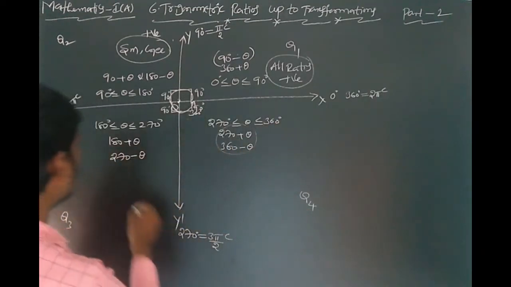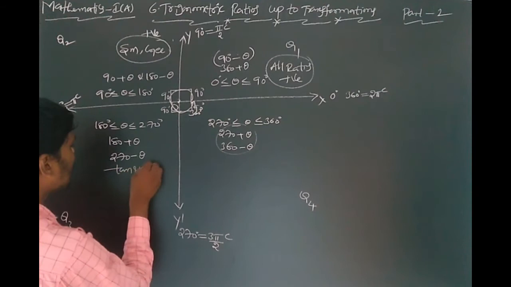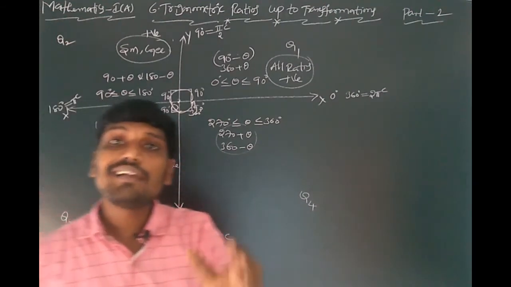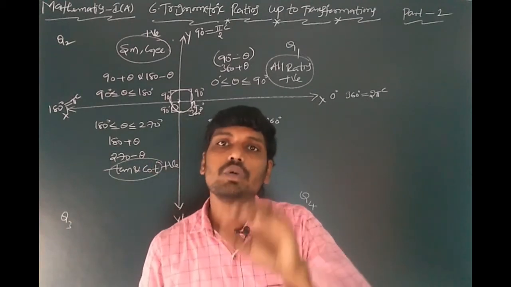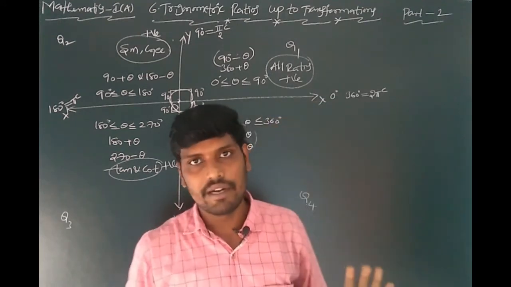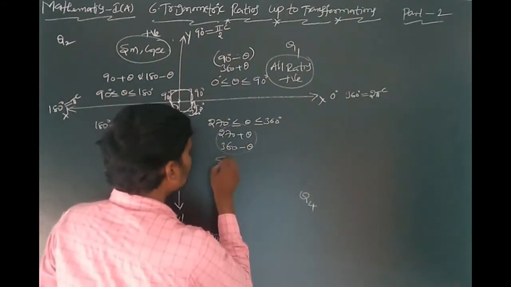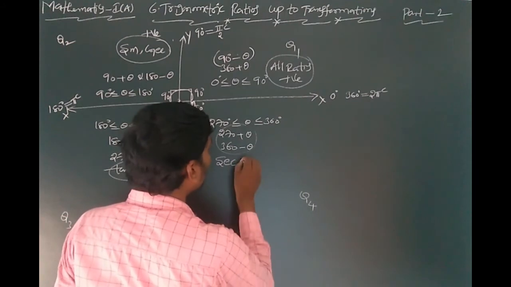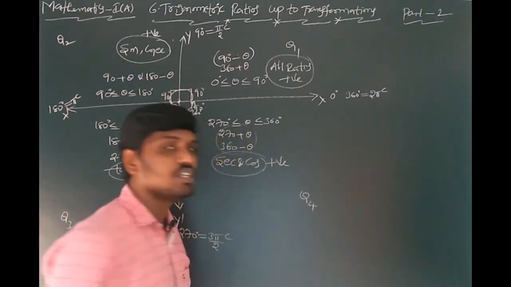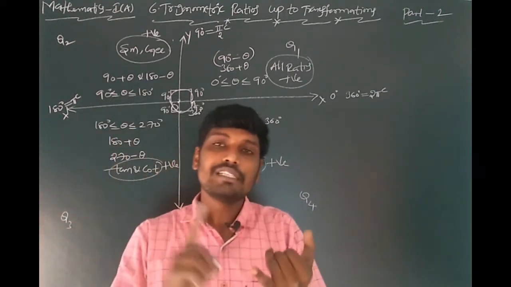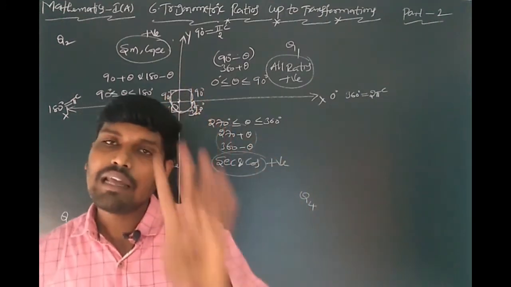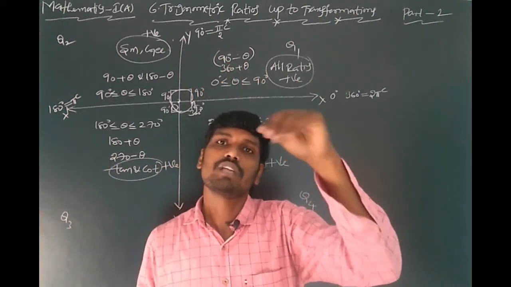In the third quadrant, tan and cot are positive. The remaining 4 ratios are negative in the third quadrant. In the fourth quadrant, secant and cos are positive, and the remaining 4 ratios are all negative.